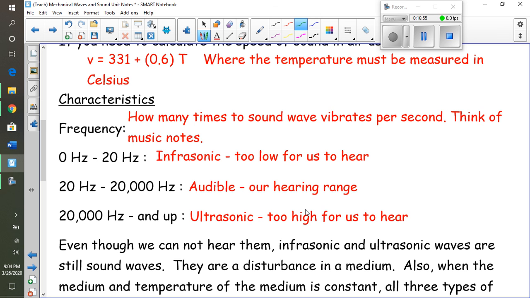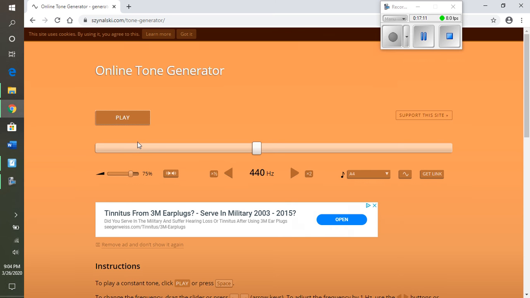Now with sound, we talked about frequency. Frequency is how many wavelengths per second we can do. How many times does a sound wave vibrate per second? We can think of that like a music note. So I've got this sound generator. I don't know if this is going to be loud or quiet on your end, but here we see a sound. If I go to a higher frequency, we hear a higher pitch, and if I go to a lower frequency, I don't know if you can hear that or not.